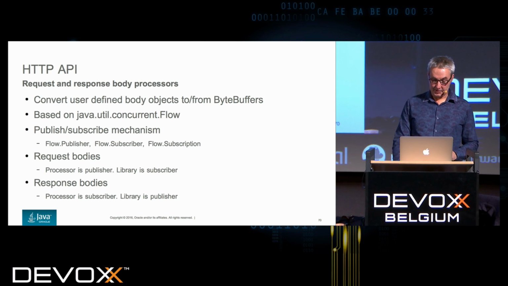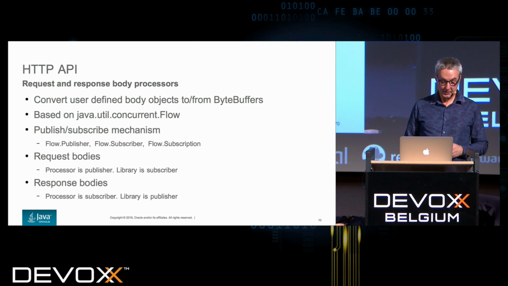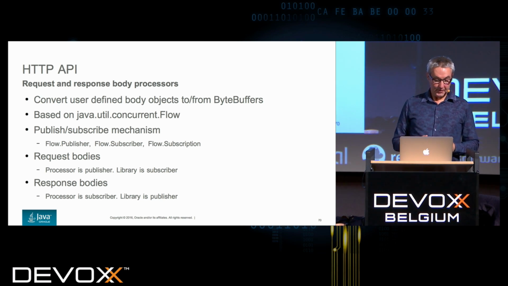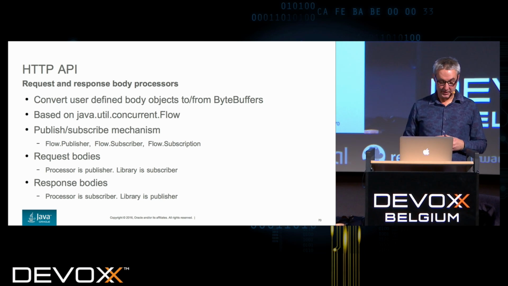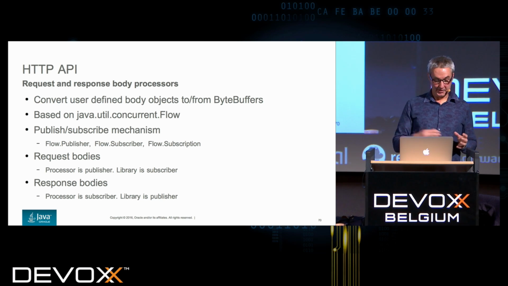I'll give a little description of Flow itself in the next couple of slides, but basically it's a fairly general purpose publish-subscribe mechanism that defines three types: Flow.Publisher, Flow.Subscriber, and Flow.Subscription. And the way it's used in this API is that for request bodies, the processor acts as a publisher and the HTTP implementation acts as a subscriber, so it subscribes to the information that the processor is generating. And for response bodies, it's the other way around. The library is the publisher because it's receiving the data, and the processor is a subscriber to that.